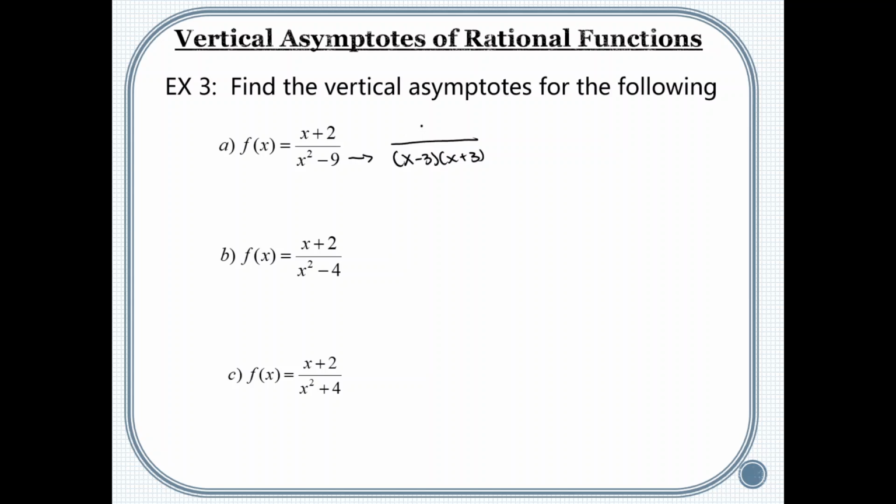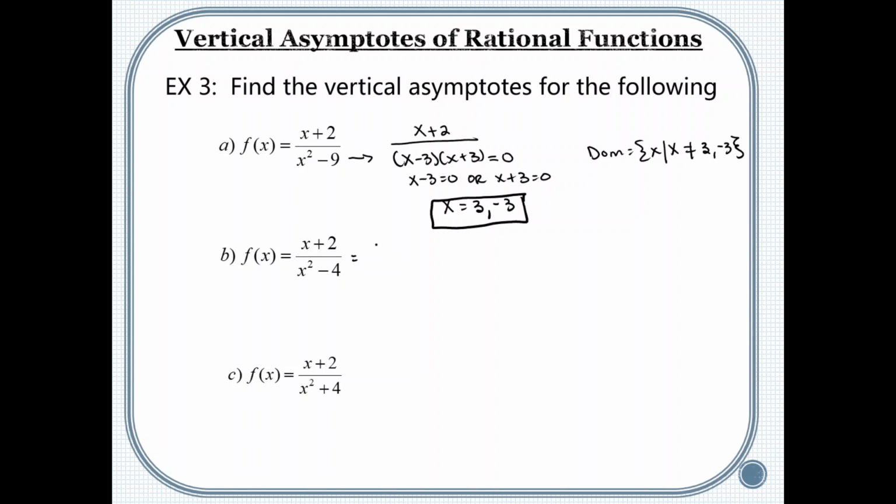We notice that this function does not reduce, so then I take the denominator and I set it equal to 0. So that would tell me x minus 3 is 0, or x plus 3 is 0. So x equals 3 or negative 3 are my vertical asymptotes. Now, if you remember from the video on domain, that would mean that the domain is x not equal to 3 or negative 3, because the function will never touch that vertical line.